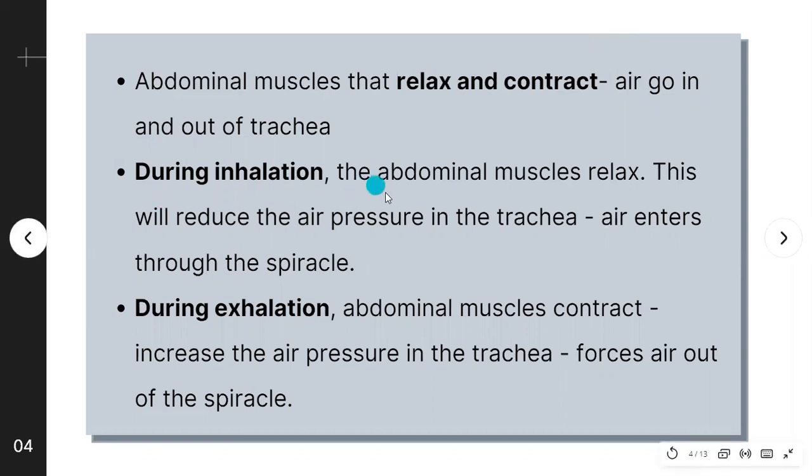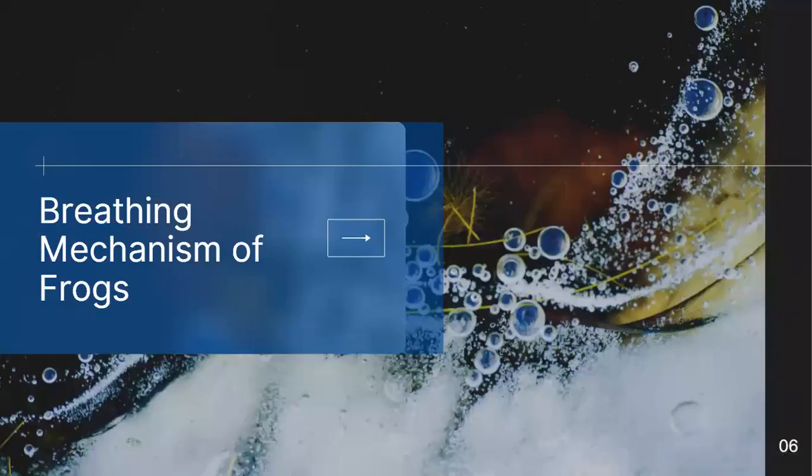During inhalation, the abdominal muscle of the insects is going to relax, and this is going to reduce the air pressure inside. When the air pressure in the trachea is lower, the air in the environment is going to enter through the spiracle and into the tracheal system of the insects. In opposite, during the exhalation, the abdominal muscle will contract, which is going to increase the air pressure in the trachea and force the air out of the spiracle. So that's all for the insects' breathing mechanisms, which is very simple.